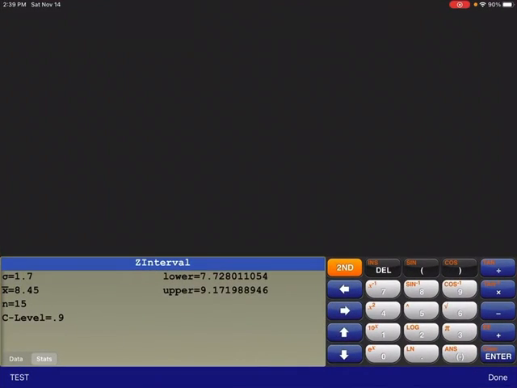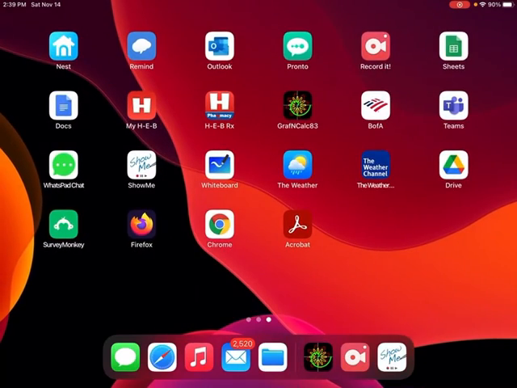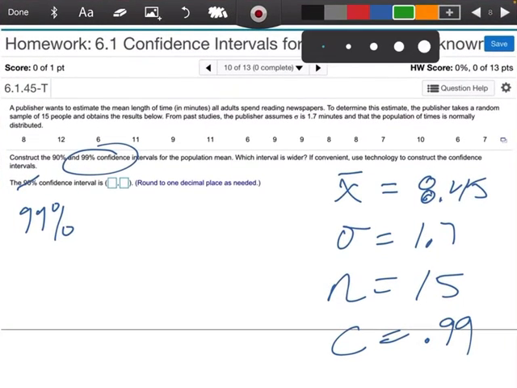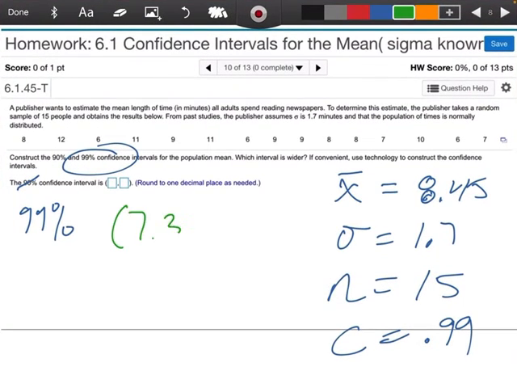So when I come back here, the only thing I'm going to do, guys, is change my confidence level to, instead of 90%, 0.99. And if you notice, my lower and upper bounds changed. So now we have 7.3 and 9.6. So 7.3, I'll do this in green. 7.3 and 9.6, right?